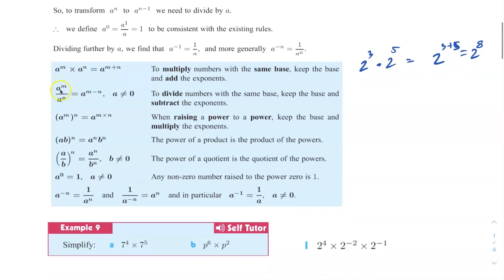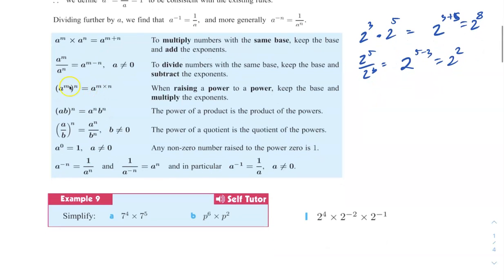Likewise, if you divide two things with the same base, you subtract the exponents. 2 to the fifth over 2 to the third. They both have the same base, so 2 to the 5 minus 3, or 2 squared. When you raise a power to a power, you multiply the exponents. So 2 to the third to the fifth power, you multiply those exponents, you get 2 to the 3 times 5, or 2 to the 15th.